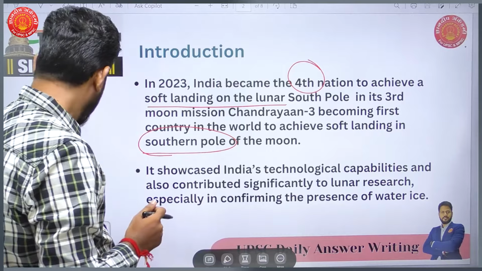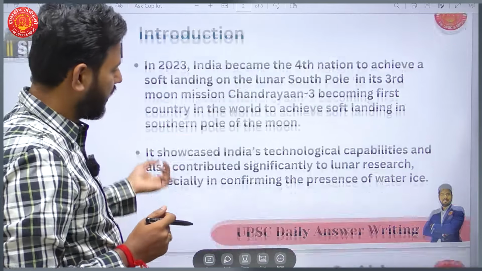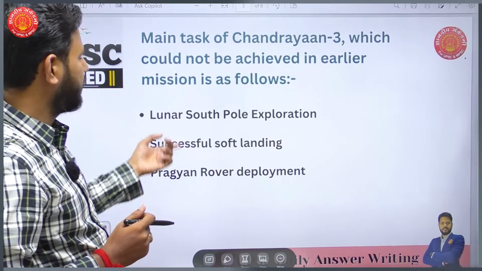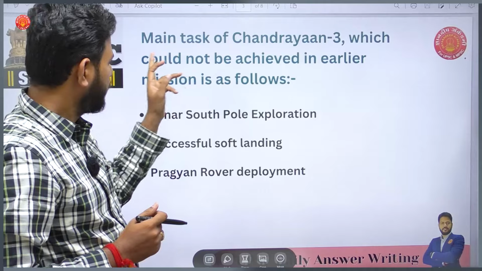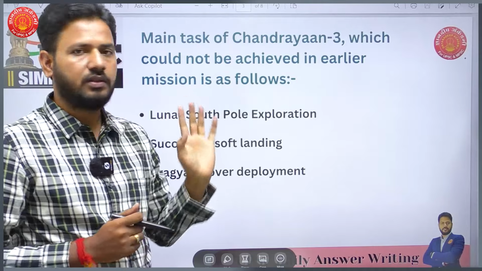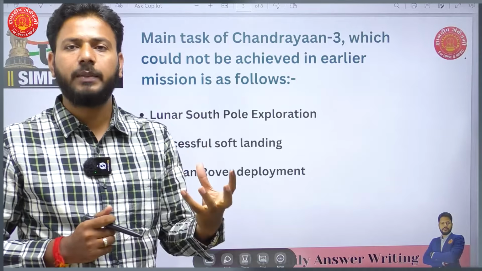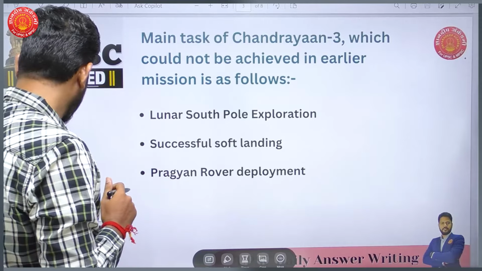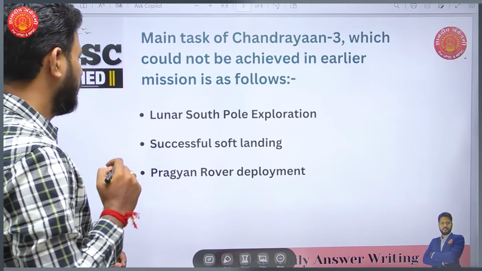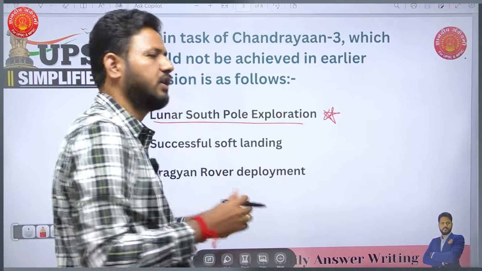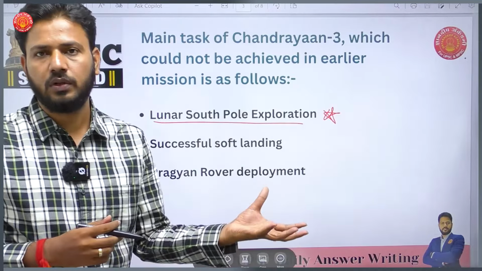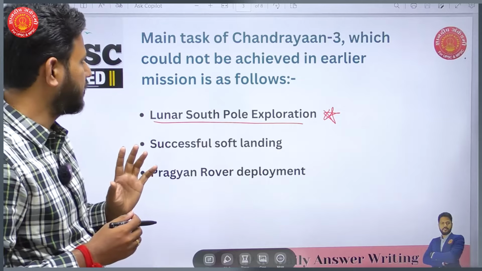Okay, now in the body, we'll have to first write the first focus, the main tasks of Chandrayaan 3, which could not be achieved in the earlier missions, are as follows. Which were the main tasks? Very easy and clear. The first task was lunar south pole exploration. So India is the first country to land on the southern pole of the moon. So that was the first task.